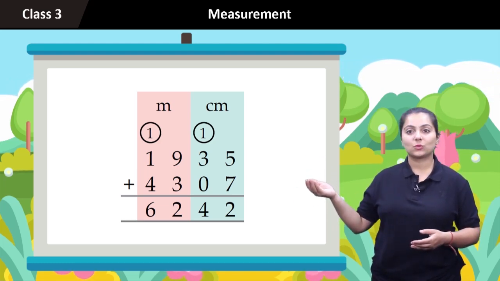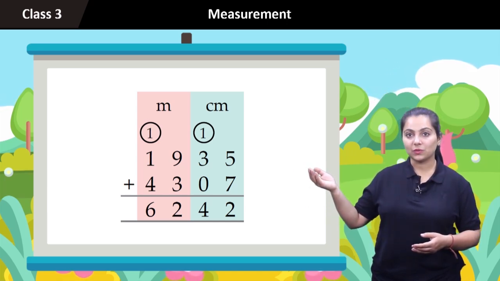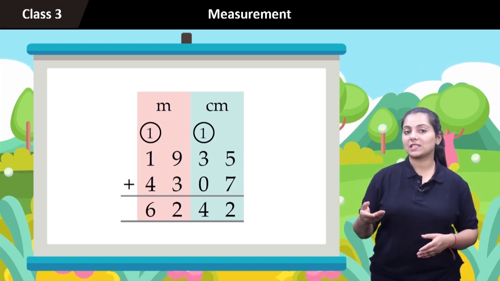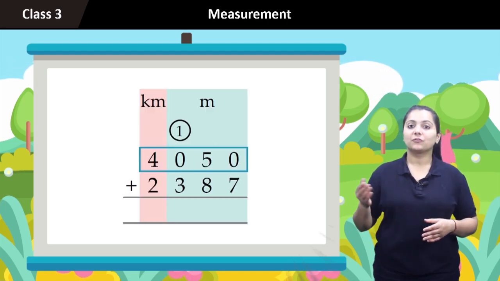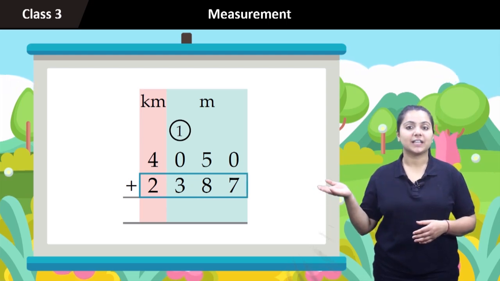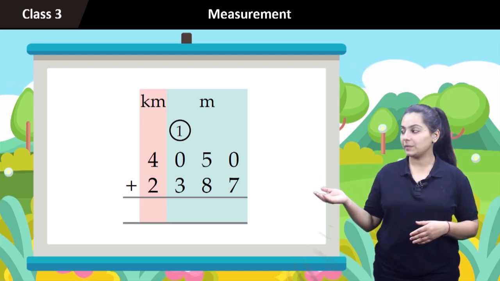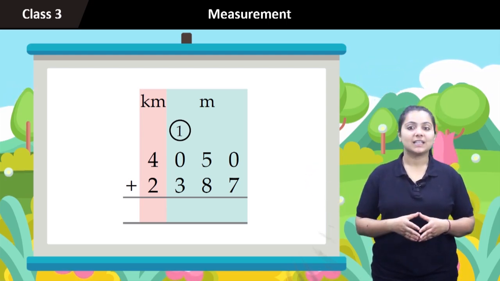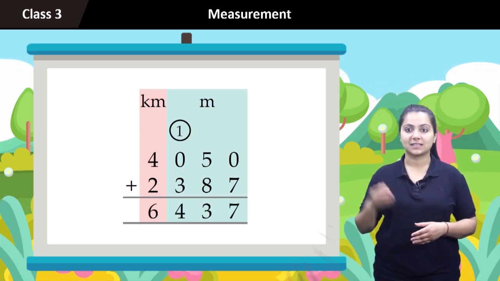9 plus 3, 12. 2 downward and 1 carried over. 1 plus 1, 2. 2 plus 4 is 6. So the answer is 62 meter 42 centimeter. Example 2. Add 4 kilometer 50 meter and 2 kilometer 387 meter. Thus 4 kilometer 50 meter plus 2 kilometer 387 meter is equal to 6 kilometer 437 meters.